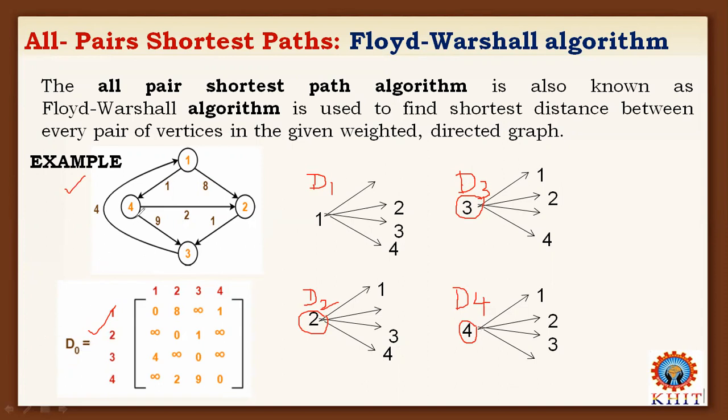D0 is to be generated from the given graph directly based on the initial values. Here there is no intermediate path. D1 means the intermediate path is vertex 1. We need to find the minimum route through the intermediate vertex. Here the intermediate vertex is 2. Here the intermediate vertex is 3. Here the intermediate vertex is 4. So that means we need to calculate the matrices D1, D2, D3, D4 with the minimum distance values respectively.